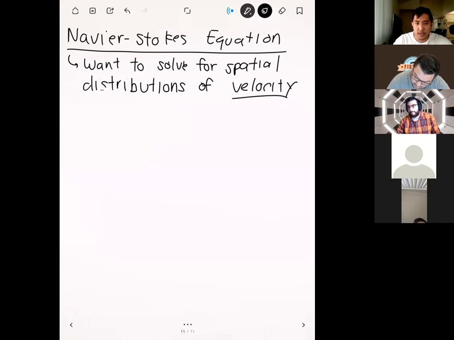But what was the one thing that potential flow ignored? Potential flow ignored viscosity. And what Navier-Stokes will allow us to do is solve for velocities when there is viscosity.